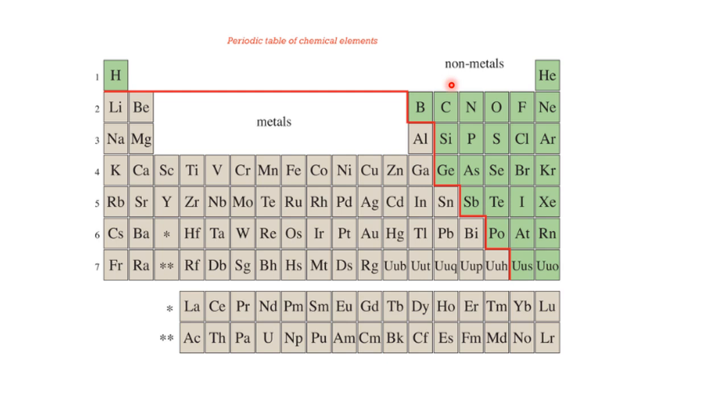And nonmetals are located above and to the right of the stair-step line. This is the stair-step line. So they are located above and to the right of this line. And at room temperature, nonmetals can exist as solid, liquid, or gas.